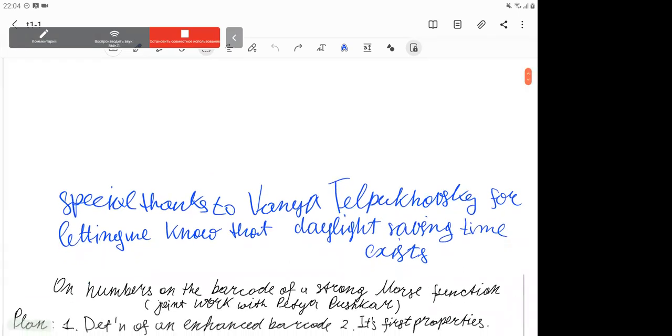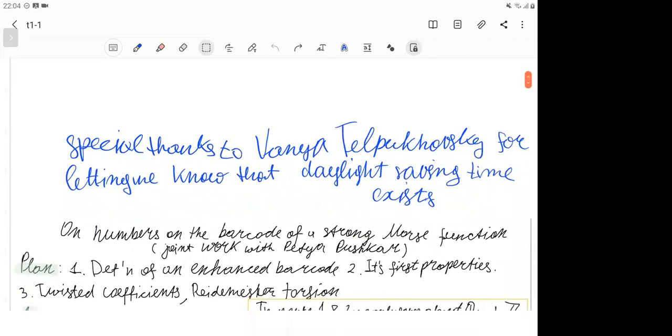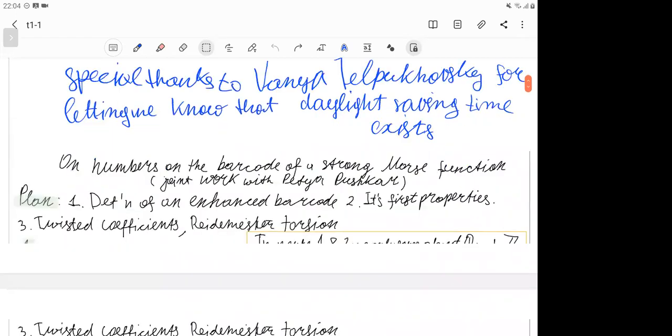Right. So here's the plan. First I'm going to define what is an enhanced barcode. The barcode with these numbers is what we call enhanced. Then I'm going to talk about its basic properties. Then I will end up with the twisted coefficients and Reidemeister torsion, which are more advanced properties. And then if I have time, there are several options to end up with. Okay, so let's start with the very first one.